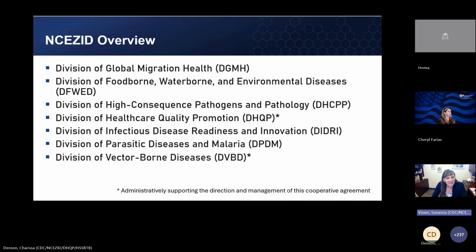So NCEZID is made up of 7 divisions and 3 offices that work with partners throughout the United States and around the world to prevent illness, disability, and death caused by a wide range of infectious diseases. The diverse workforces of these divisions support our ability to identify and respond to emerging and re-emerging infectious diseases with your partnership. DHQP and DVBD are very proud to be administratively supporting the direction and management of this cooperative agreement, but work might be funded on this NOFO from any of the center's divisions. Next slide, please.